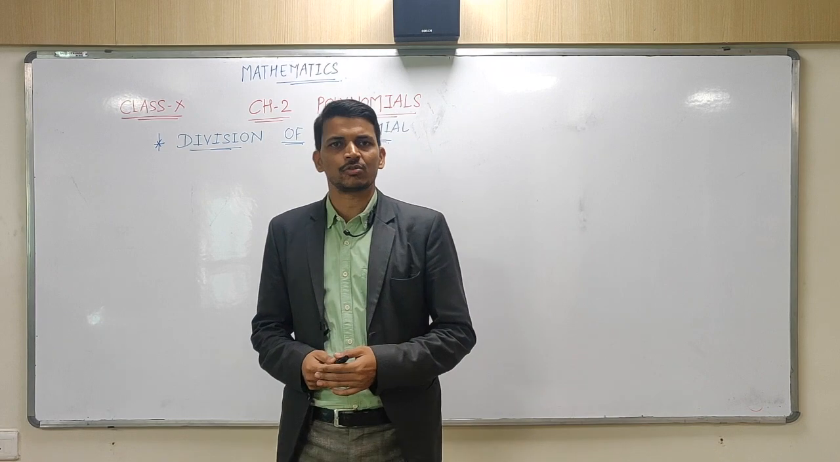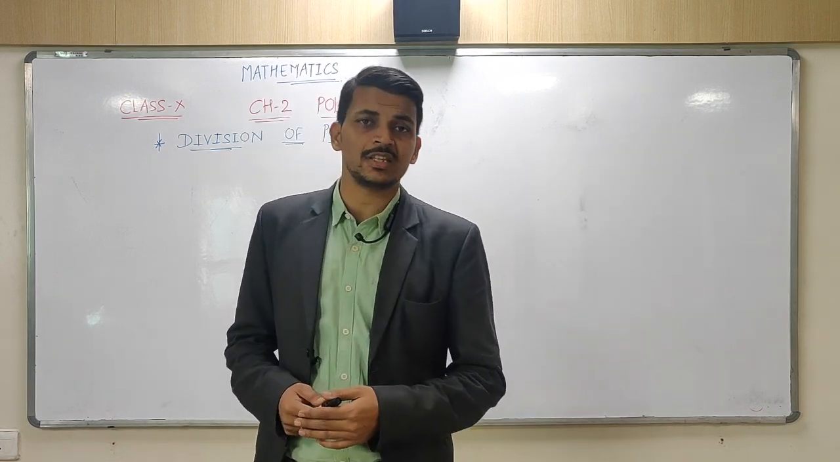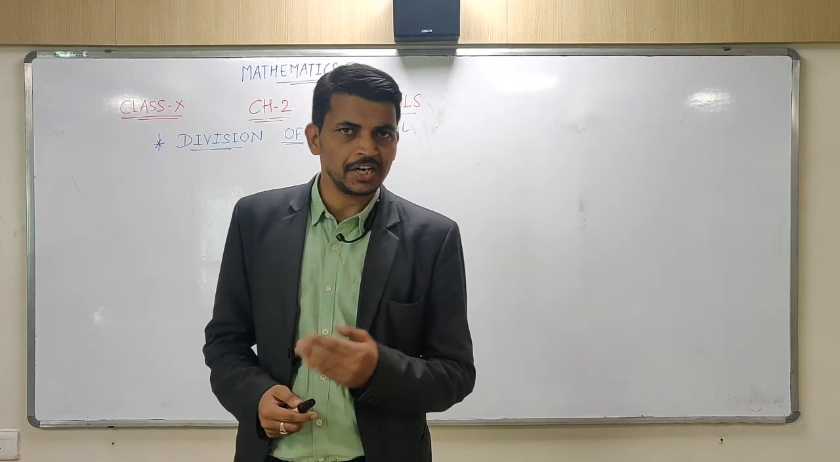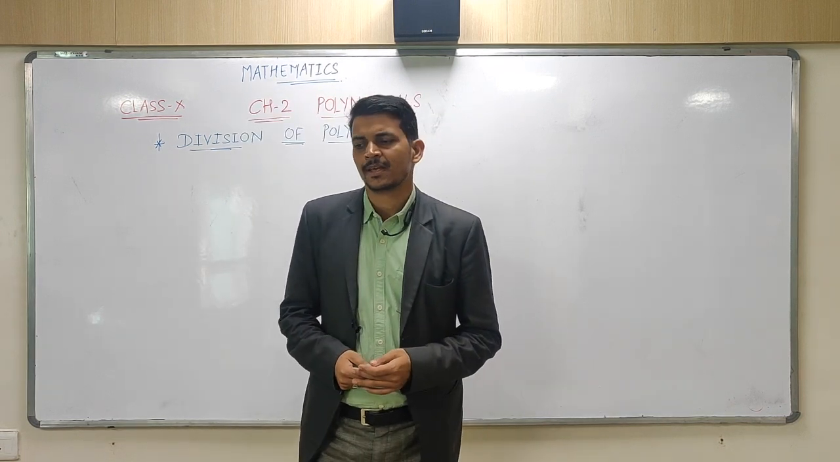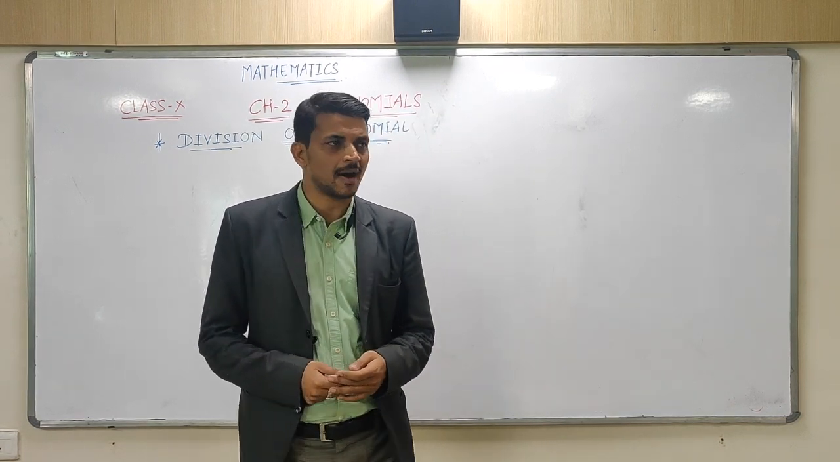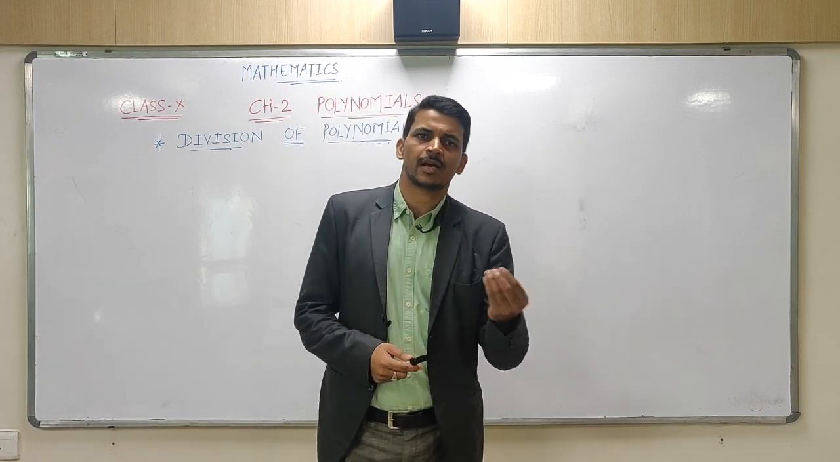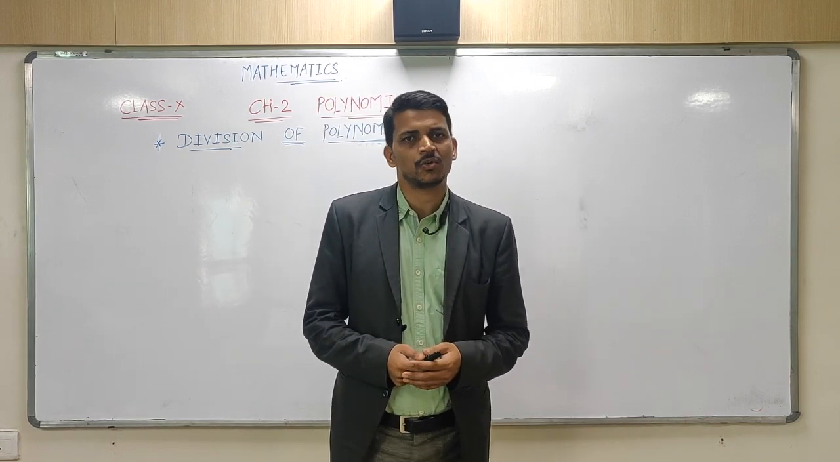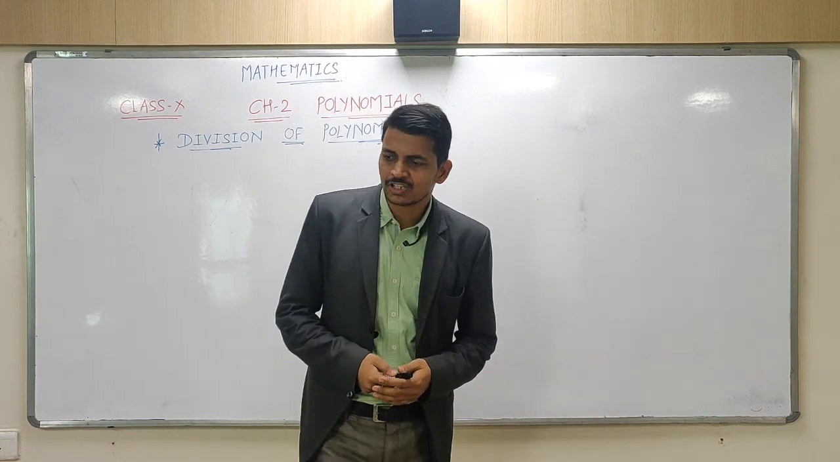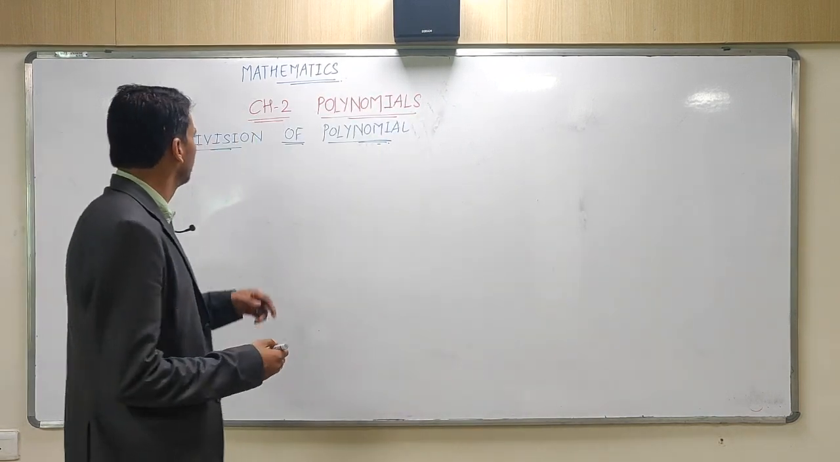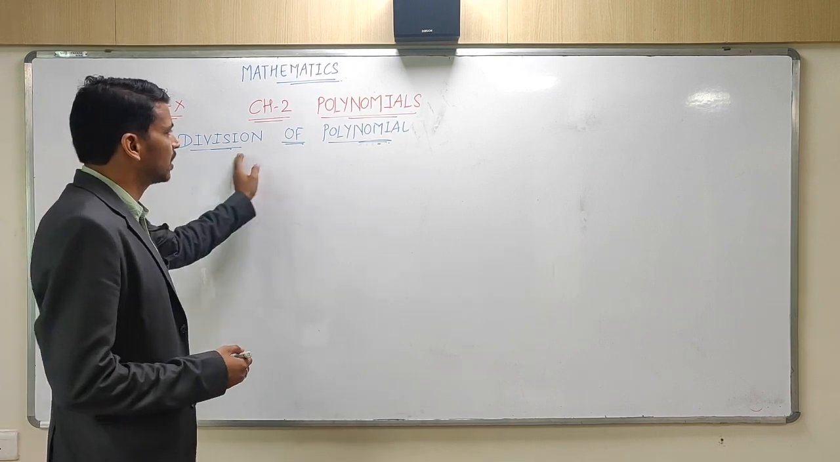After that we have gone through exercise 2.2 based on the zeros of a quadratic polynomial and the relationship between zeros and coefficients of it. Then we have seen the formula: if the sum of the zeros is given to us and the product of the zeros is given to us, how to calculate the polynomial. Now the time has come to do the next topic, that is division of polynomials.